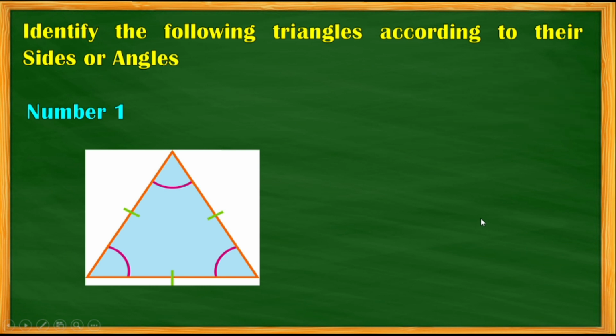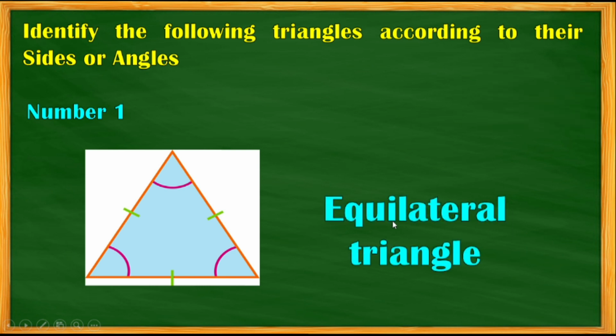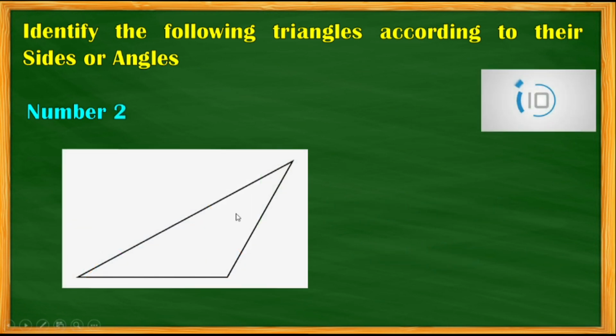Time's up. The correct answer is equilateral triangle. Also, it can be equiangular because it represents three same amount of angle. And then number 2, this would be the figure. Your timer starts now.